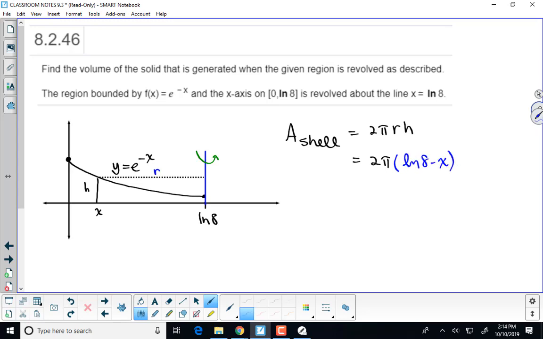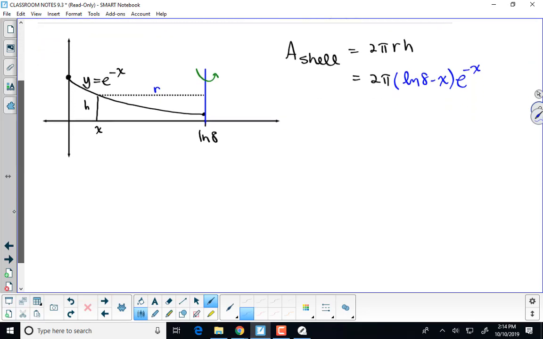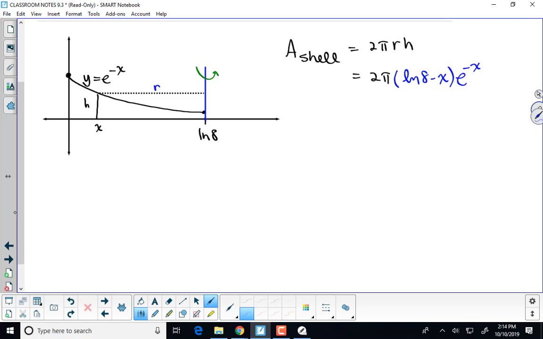And then how about our height? These functions are functions. Just the function. So that's just e to the negative x. Good. So we did natural log of a minus x, right minus left. Whenever we have a horizontal distance, it's always right minus left, because we're revolving around this thing. If we were rotating about the y-axis, then the radius would just be x.